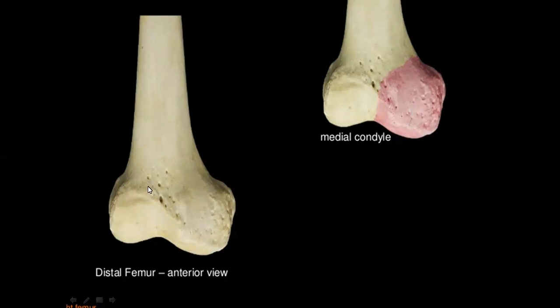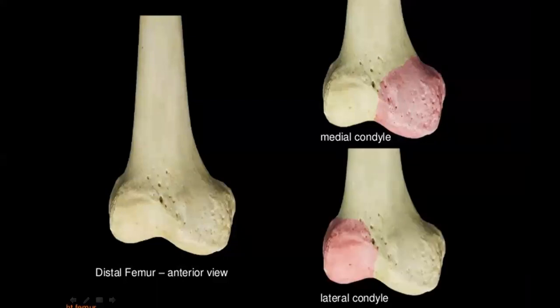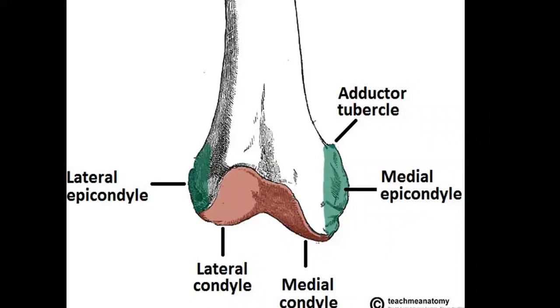And this is the lateral condyle. These are the condyles for articulation, making the knee joint. This is the medial condyle, this is the lateral condyle. You can see both now. Above is the medial condyle and below is the lateral condyle. This is another picture showing you. This is the lateral condyle. This is the medial condyle. And this is the lateral condyle.